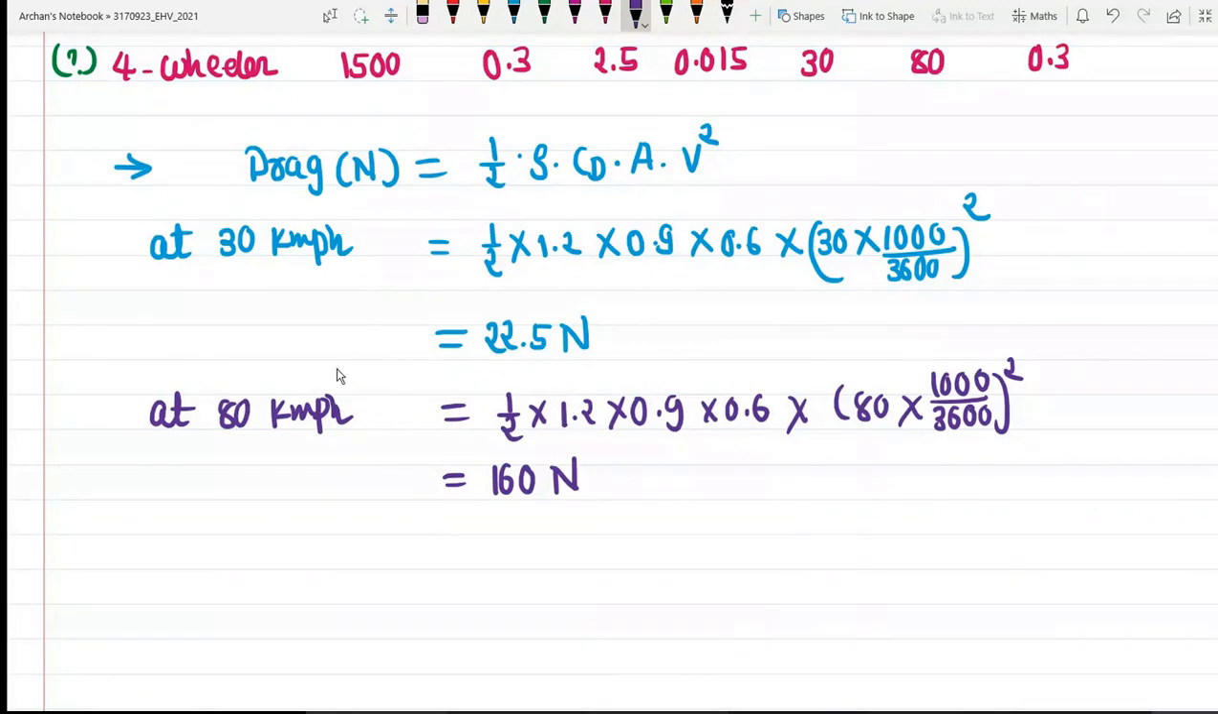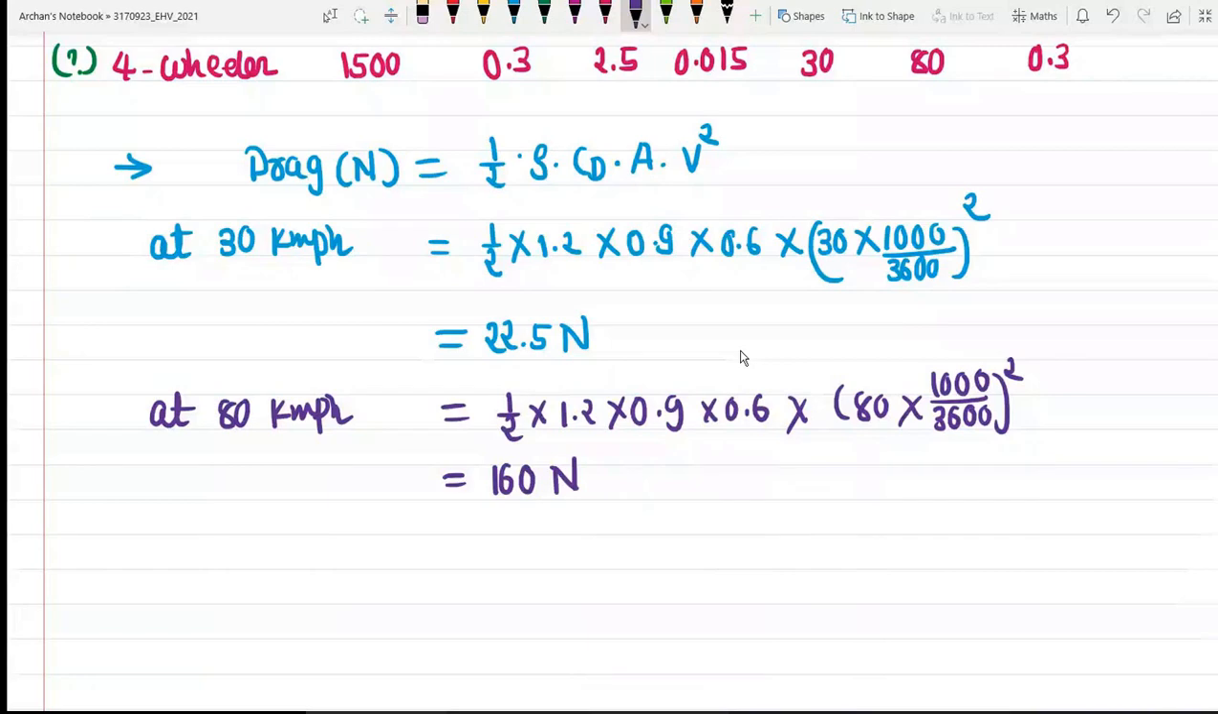Now see the difference. Whenever my velocity is 30 km per hour, the aerodynamic drag generated is 22.5 Newton only. But if we increase the speed to 80 km per hour, the aerodynamic drag offered by the vehicle is now 160 Newton. So more tractive force will be required to move the vehicle, and this is true because from the equation we know that drag is proportional to the square of the speed. If we increase the speed, drag is definitely going to increase. So this aerodynamic resistance keeps on increasing with increase in speed, right?